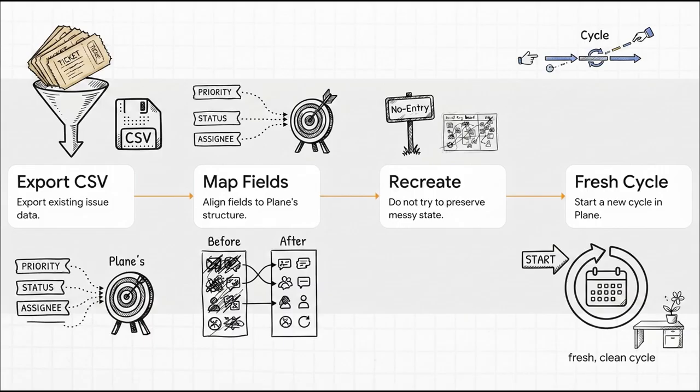But here's a pro tip for you. Do not try to perfectly preserve some messy mid-sprint state from your old tool. Just don't do it. Instead, recreate your cycles manually and start a fresh, clean cycle in Plane. It really helps the team adjust gradually without dragging over all the baggage of old, stale tickets.